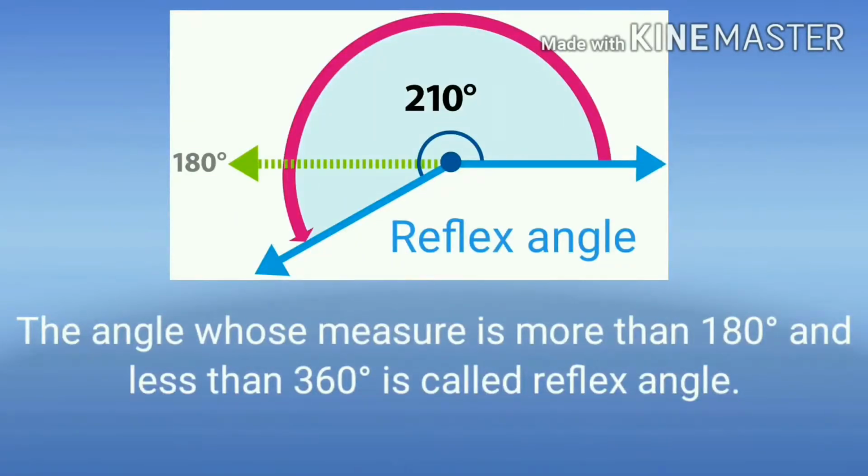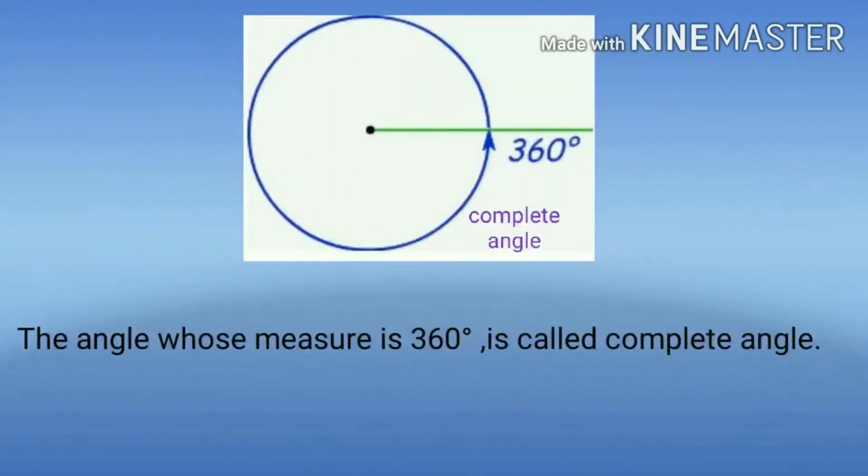Straight angle: the angle whose measure is exactly 180 degree is called the straight angle. Reflex angle: the angle whose measure is more than 180 degree and less than 360 degree is called the reflex angle. Complete angle: the angle whose measure is 360 degree is called the complete angle.